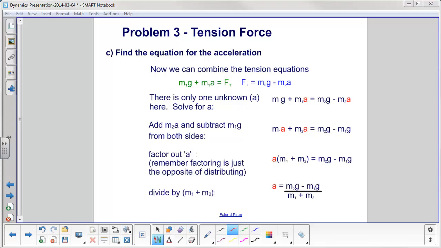We are now ready to find the equation for the acceleration. We have the two tension equations here from the previous slide that we set equal to each other. So we want to solve this equation for a. We will add m2a and subtract m1g from both sides. So as you can see, we've now isolated the acceleration on the left side and we've got the g on the right side. We factor out an a, so we have a times m1 plus m2 is equal to m2g minus m1g. Our last step is to divide by m1 plus m2, and here we go. This is the equation for the acceleration.